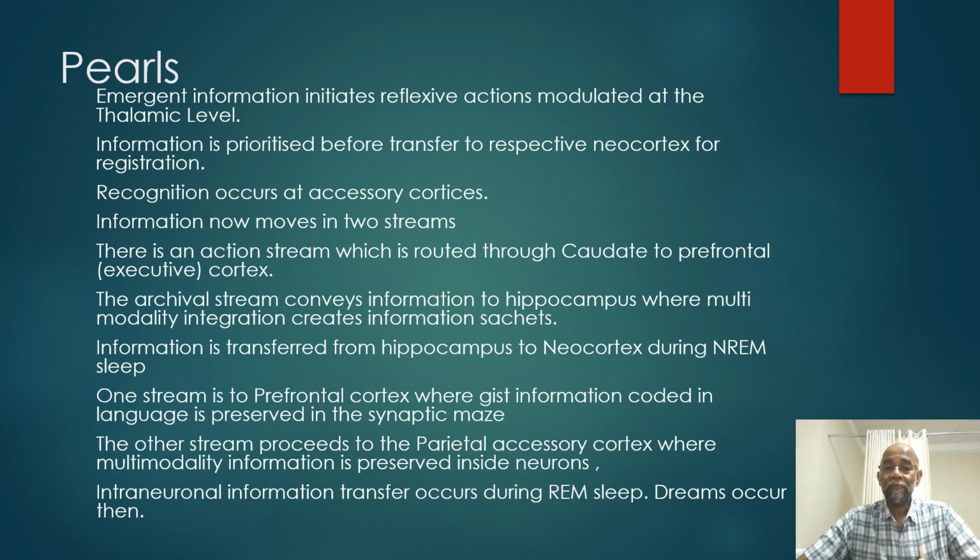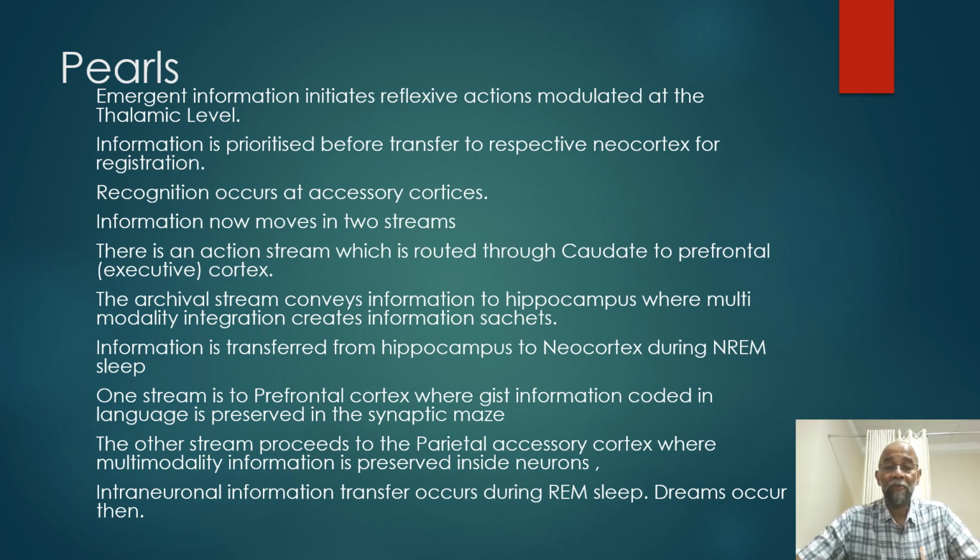This action stream is routed through the caudate to the prefrontal or the executive cortex. The archival stream, or the memory stream, conveys information to the hippocampus. At the hippocampus, multimodality integration of information creates an information sachet which is preserved there till transfer. Information is transferred from the hippocampus to the neocortex during NREM, or non-rapid eye movement, sleep.